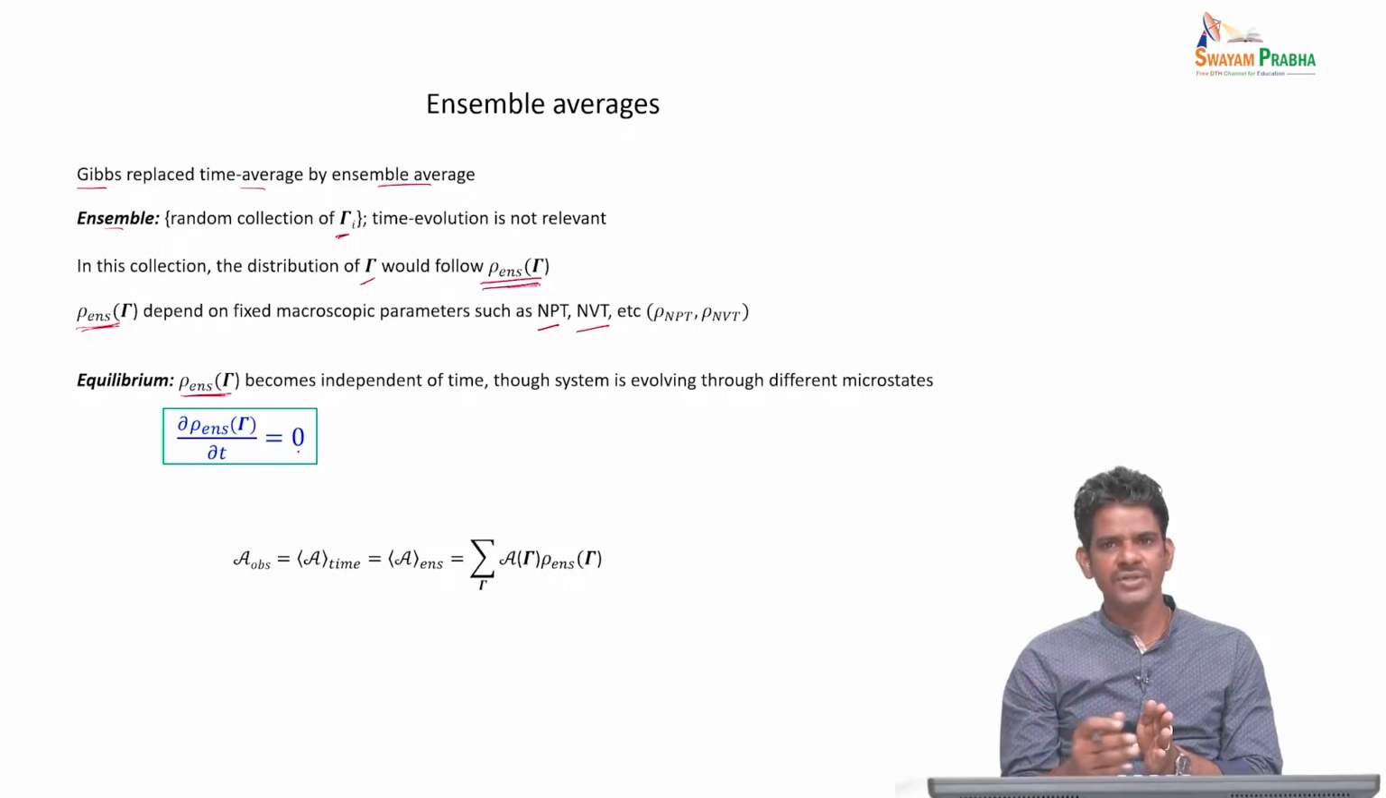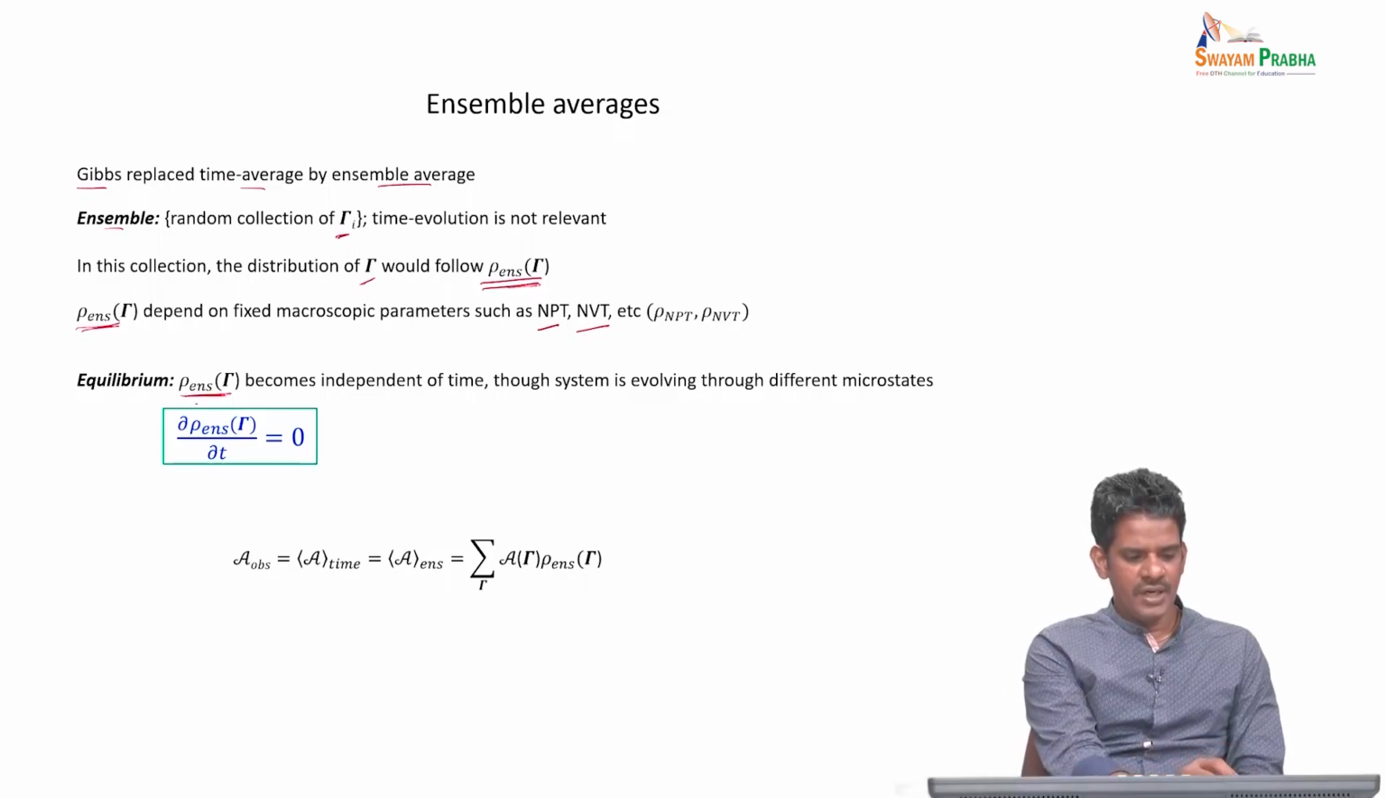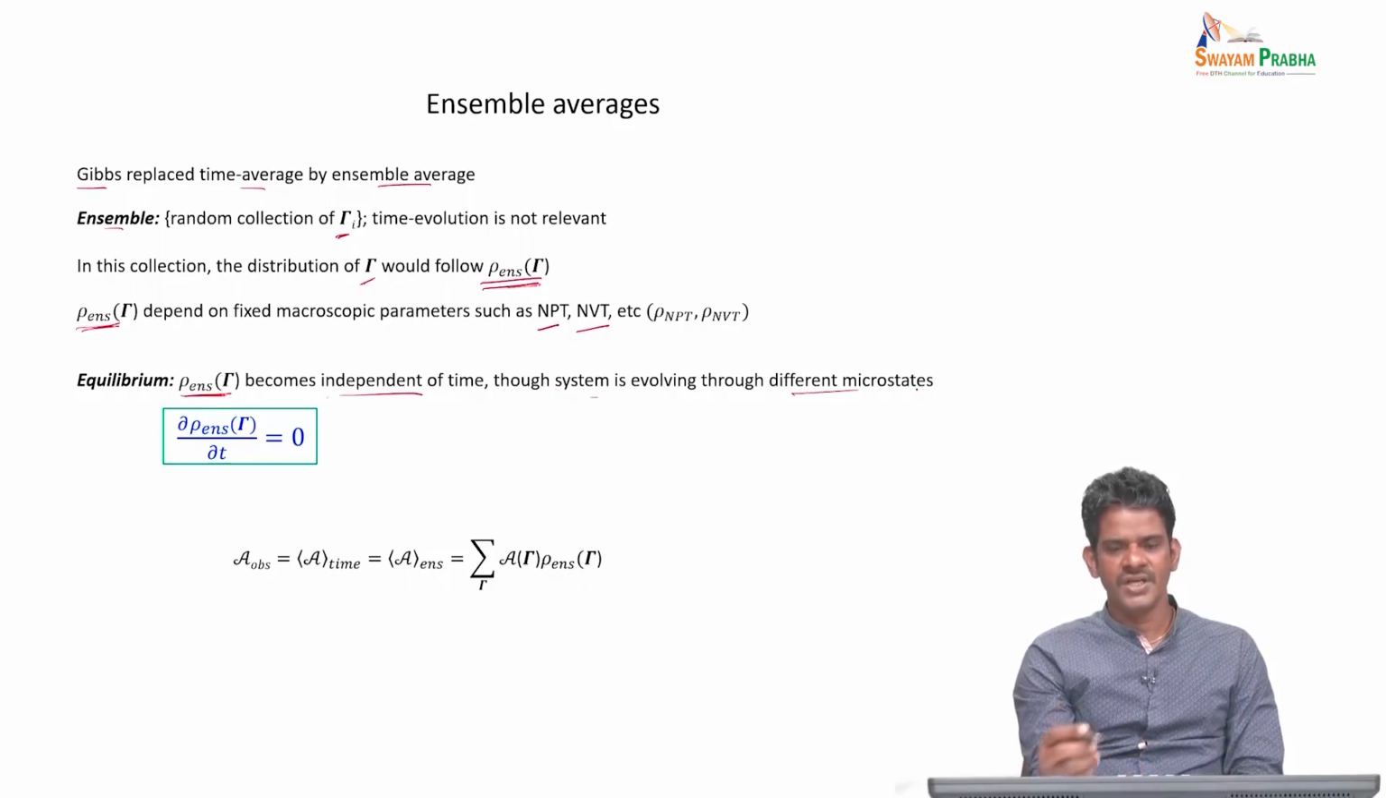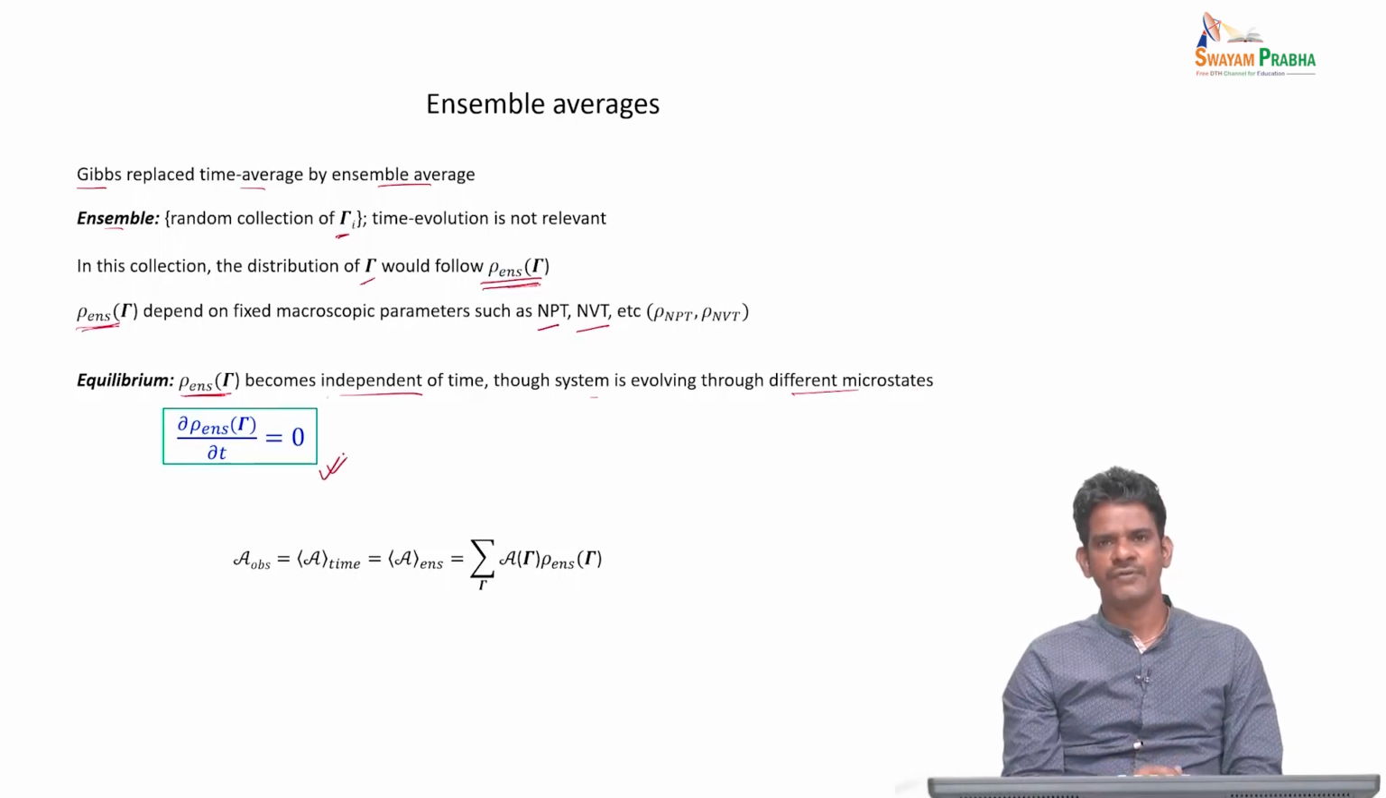The system is continuing to evolve through the phase space, but the probability of each microstate getting visited becomes constant. So rho ensemble becomes independent of time, even though the system is evolving through different microstates. Only the probability density function becomes independent of time, but between the microstates, the transitions are still happening. So this basically serves as a molecular interpretation of what equilibrium means.